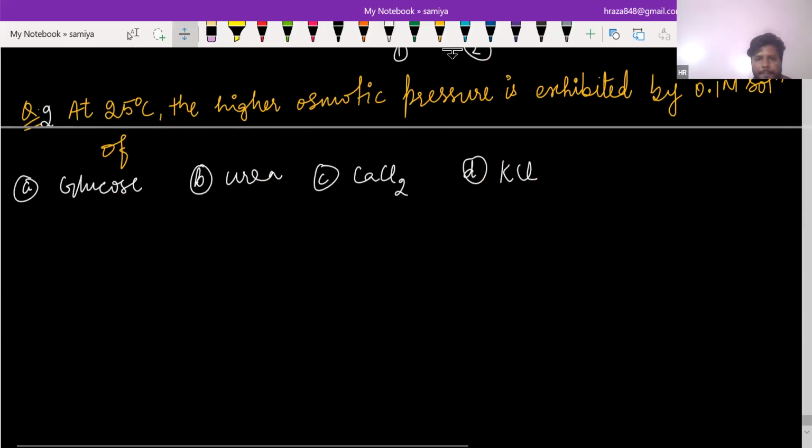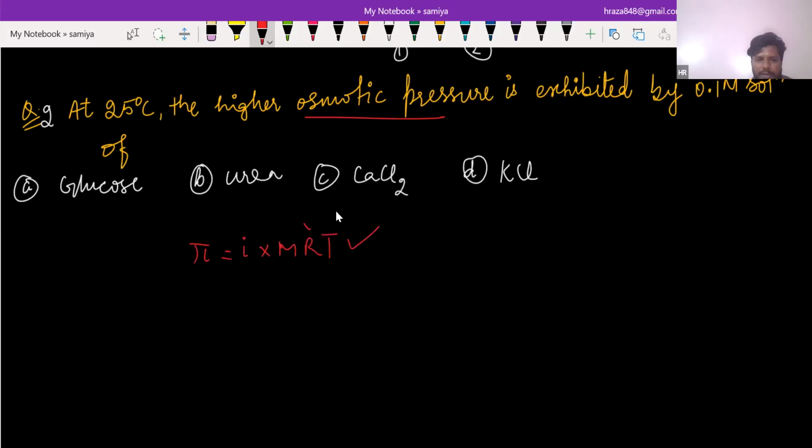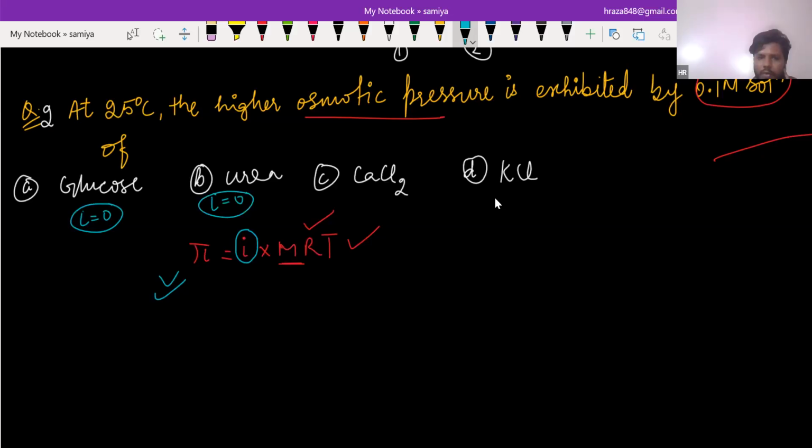Question number two, you can see. We need to calculate, at 25 degrees centigrade, the higher osmotic pressure. Osmotic pressure has a value Pi is equal to iMRT. You will always apply this formula. You know that temperature is constant, R is constant, and it is also given that 0.1 M, that means M is also constant. All the osmotic pressure now depends upon i. See, glucose is non-electrolyte, that means it won't be dissociated, i is equal to 1. Urea will also be equal to 1. Here i will be equal to 3, and here i will be equal to 2, if you are going to dissociate it. So the one which has higher value of i will have higher osmotic pressure. So answer is C.